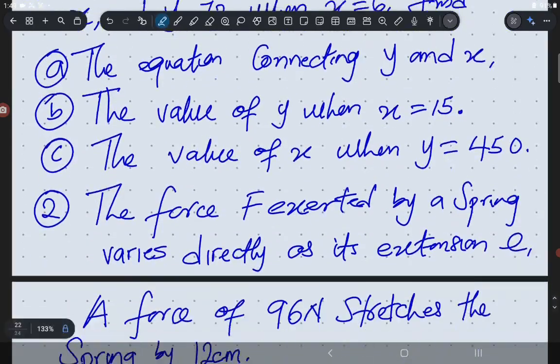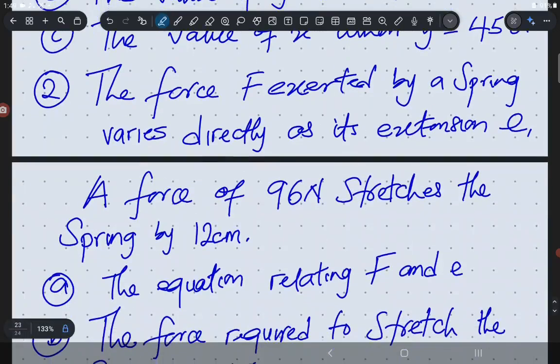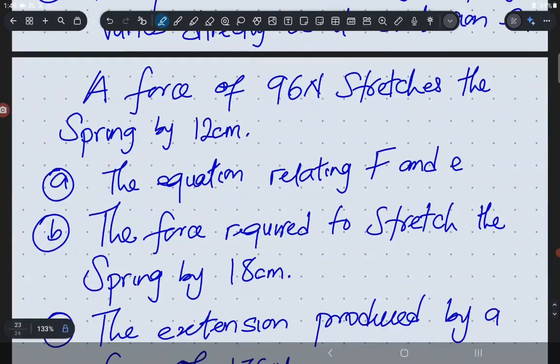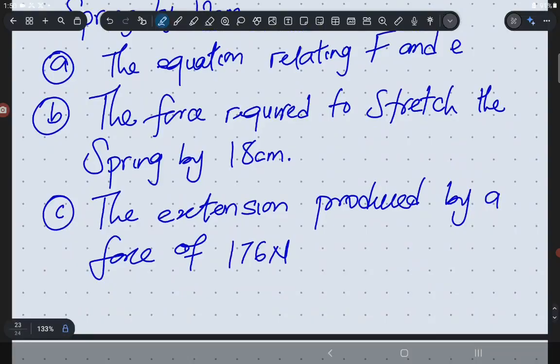Question 2: the force F exerted by a spring varies directly as its extension E. A force of 96 newtons stretches the spring by 12 centimeters. A, find the equation relating F and E. B, the force required to stretch the spring by 18 centimeters. C, the extension produced by a force of 176 newtons.